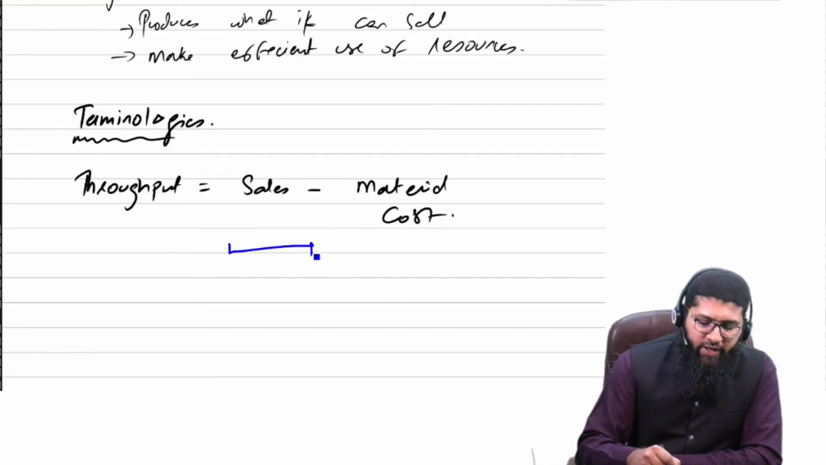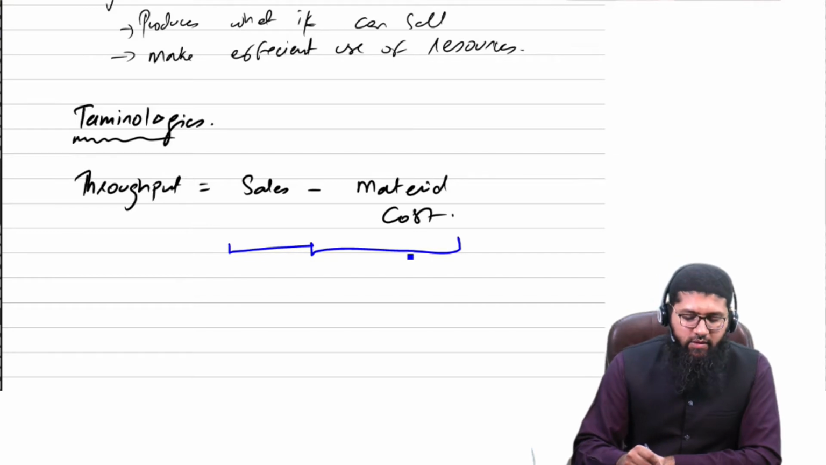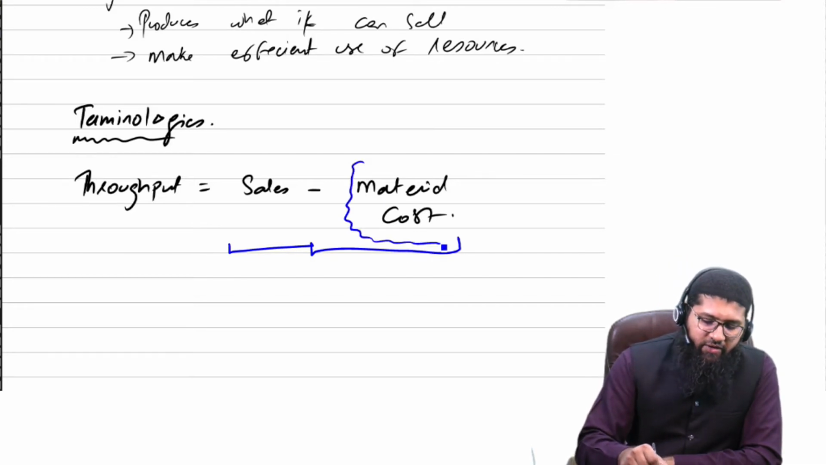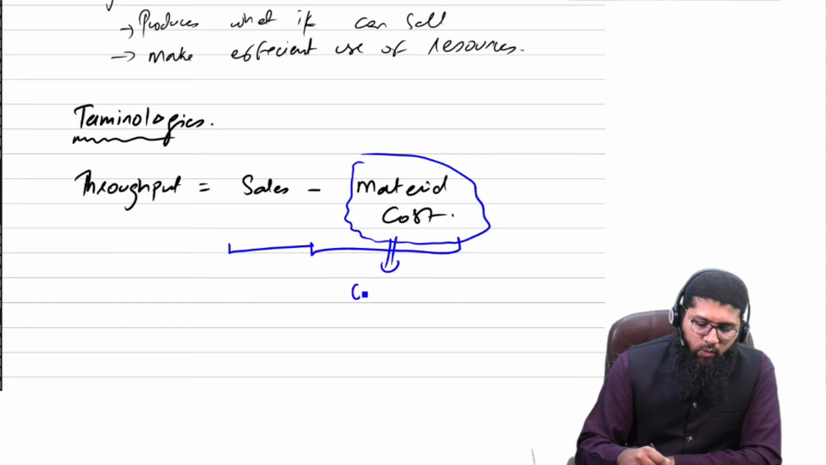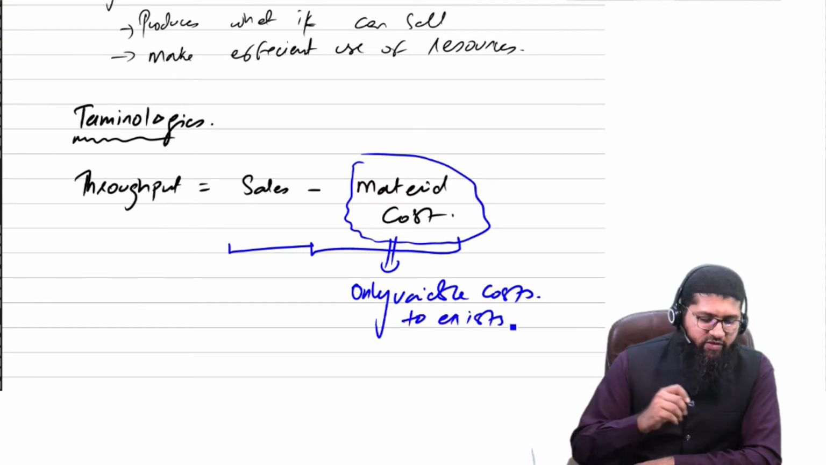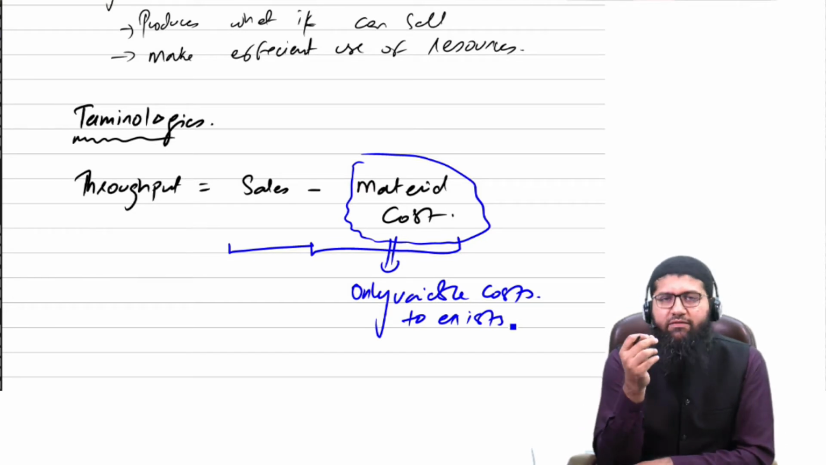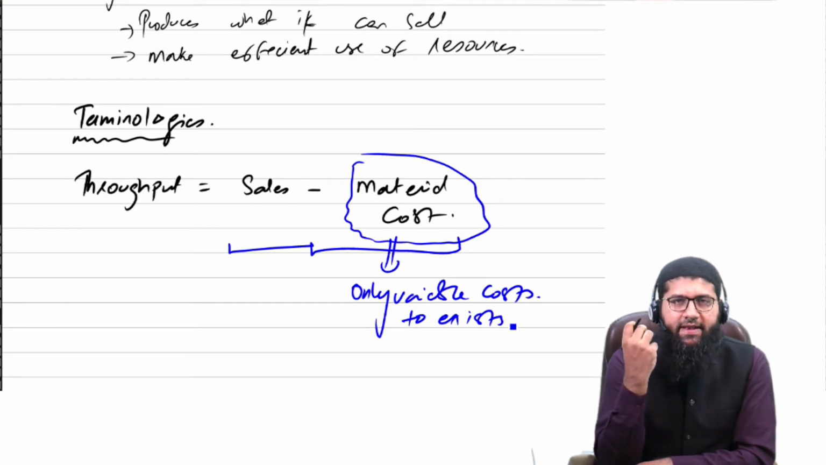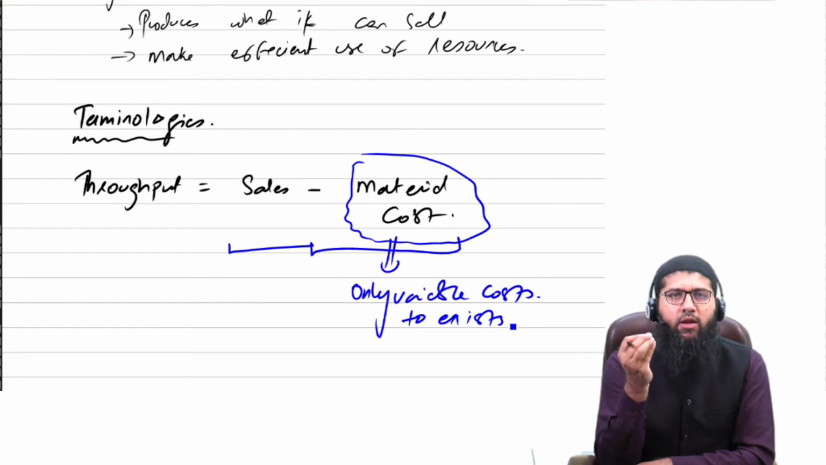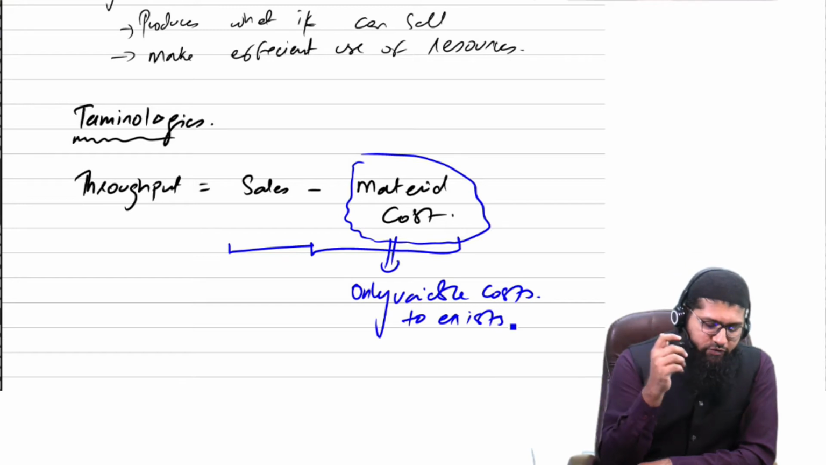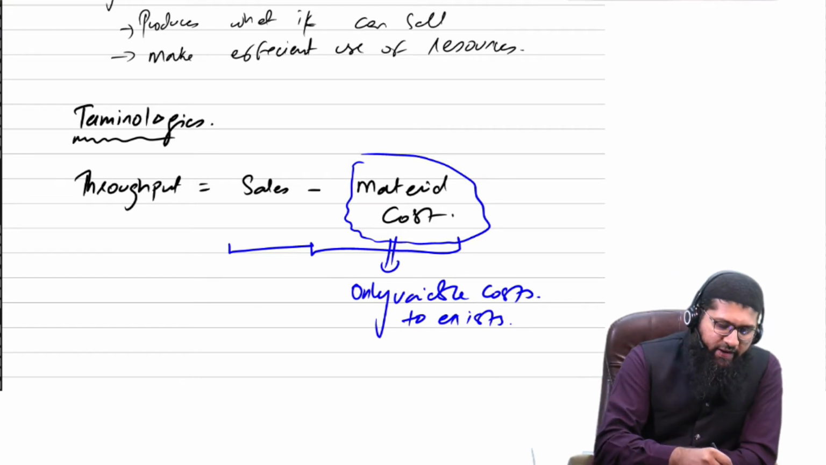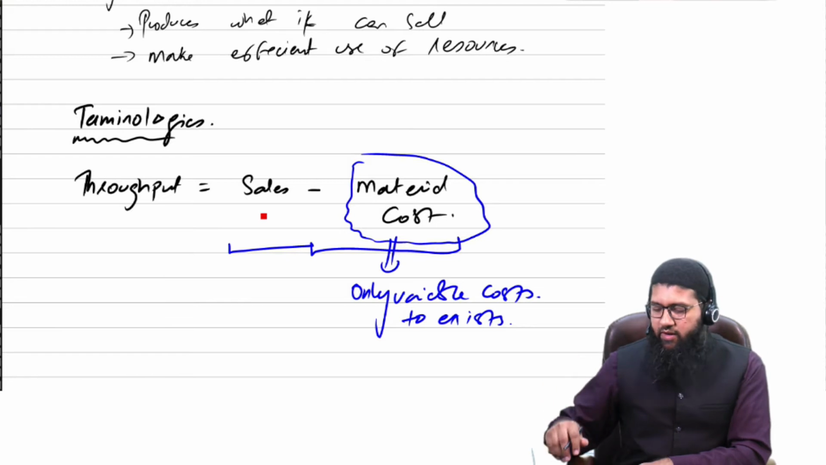Basically, under throughput accounting, what happens is that throughput accounting treats the material cost to be the only variable cost that exists. So whenever we apply throughput accounting, you are treating the material cost as the variable cost. Resultingly, the throughput is simply defined as sales minus material cost.